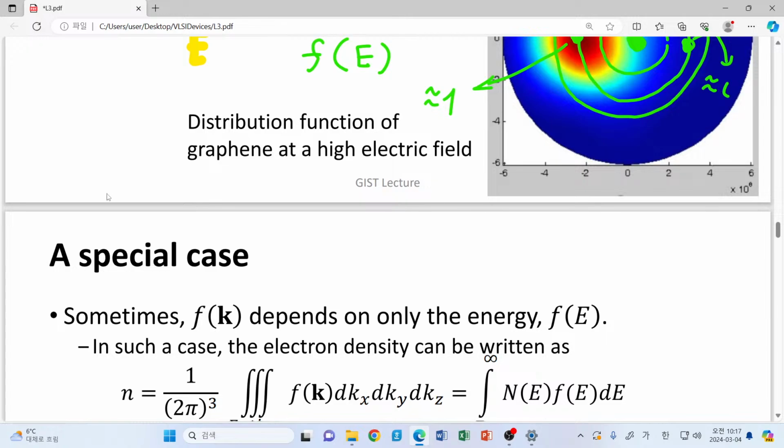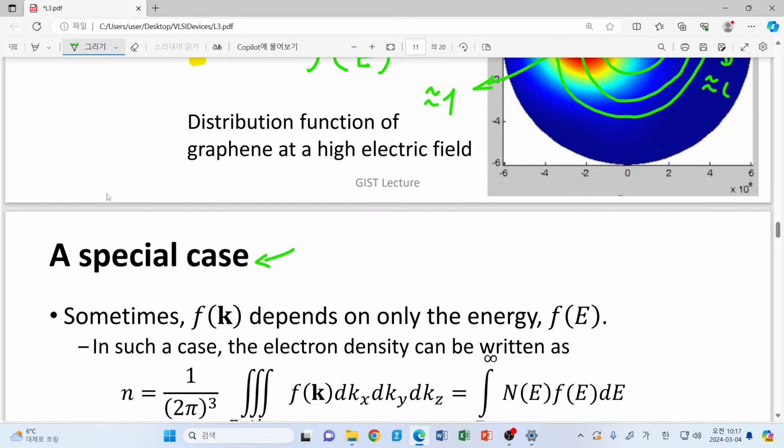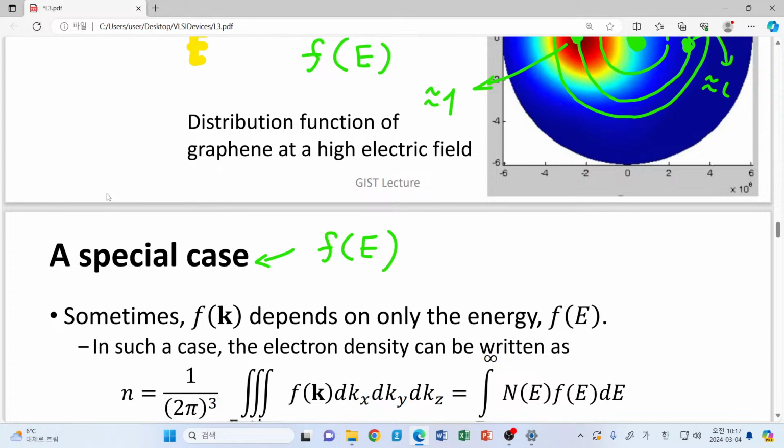But in a special case, sometimes we can assume f of E, although the distribution function in general is a function of K. So in the next lecture, we will talk about what happens if we can assume that the distribution function is not a function of general K, but of the energy variable. Okay, now let's wrap up today's lecture. Bye.